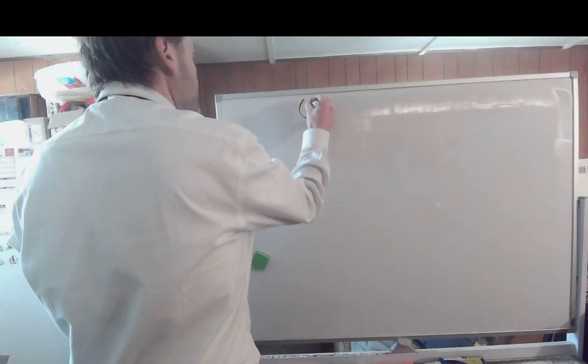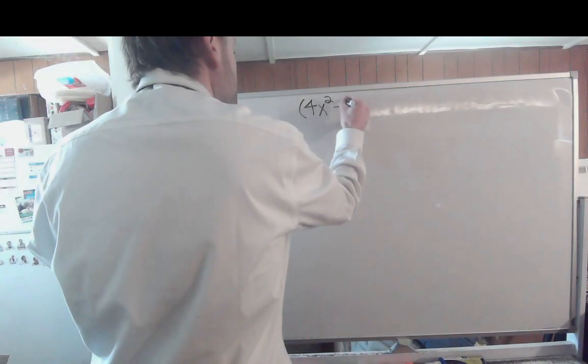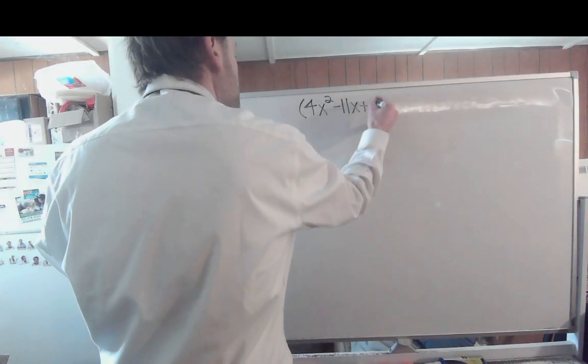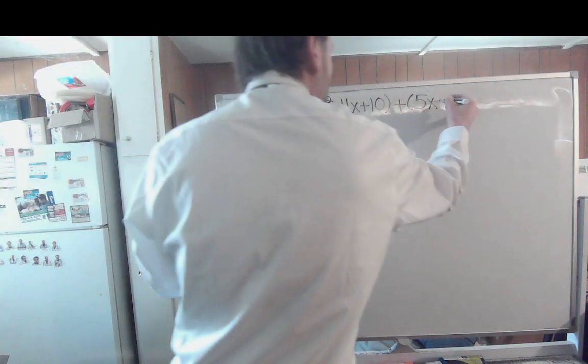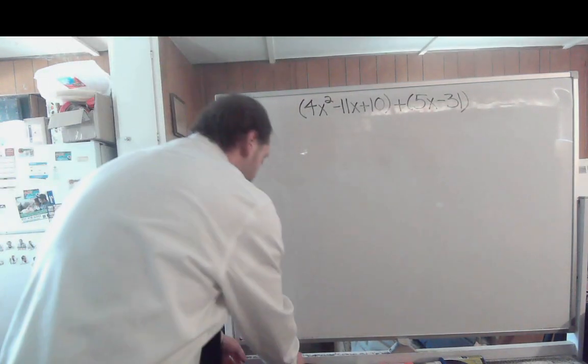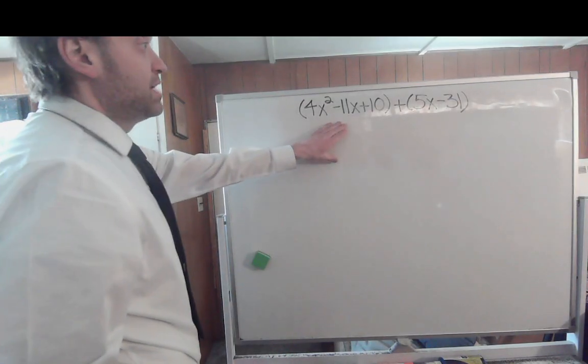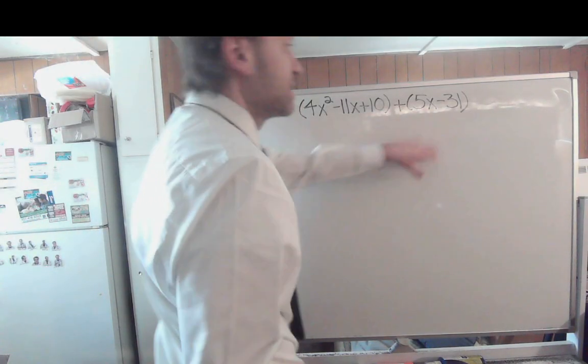All right, let's see. 4x to the second minus 11x plus 10, that quantity, plus the quantity of 5x minus 31. So we have the quantity of 4x squared minus 11x plus 10, that whole quantity, plus the quantity of 5x minus 31.